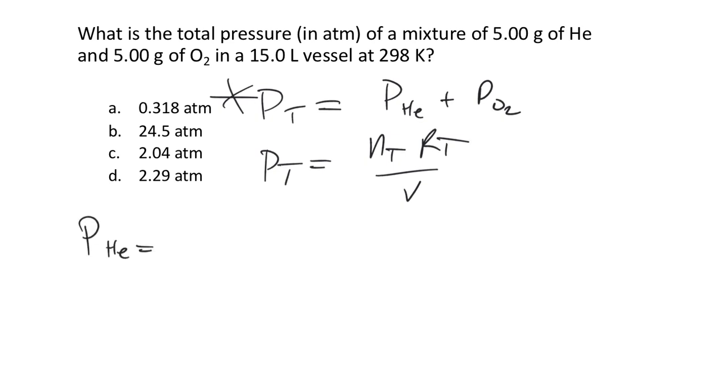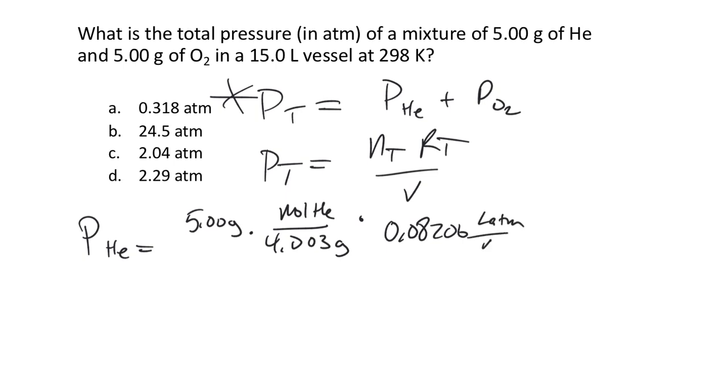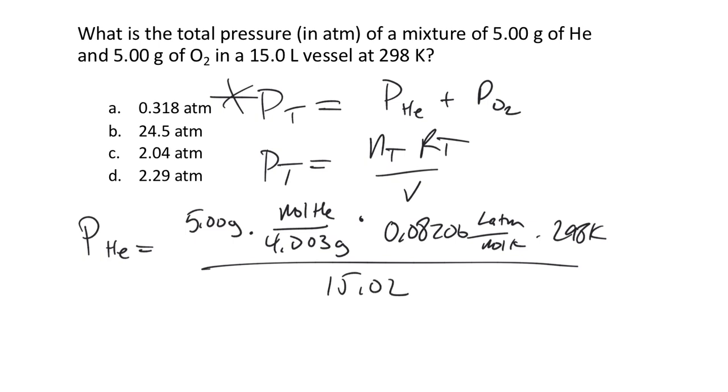So my partial pressure of helium will just be the moles of helium. The moles of helium, 5.00 grams, and then using its molar mass, helium is 4.003. And then times RT. So 5 divided by 4.003, a little over a mole, times 0.08206, times 298, and then divide by 15. That gives me 2.04 atm.